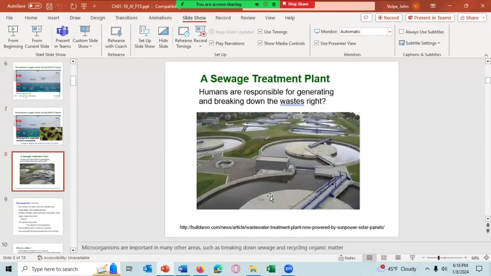Well, that's not correct. Humans do not break down the waste. What we do is we make this facility, but then the microorganisms break down the waste. So it's actually the microbes in this facility which are breaking down the waste. And the waste will be broken down into CO2 and water, most of it. Any question about any of that?